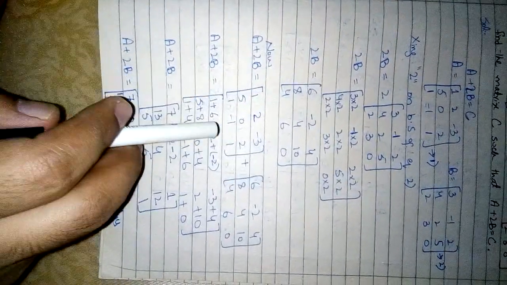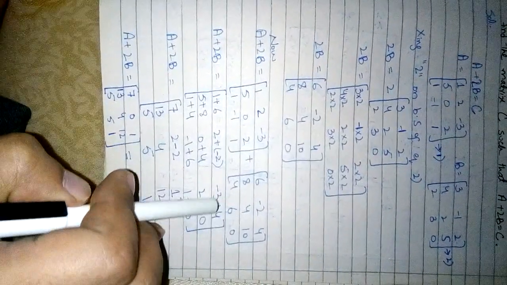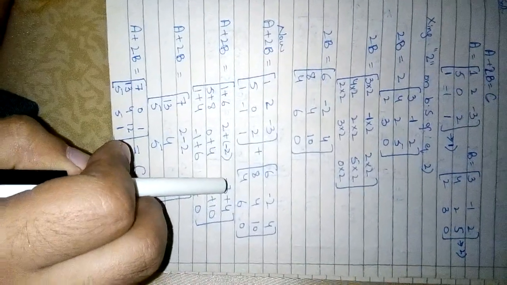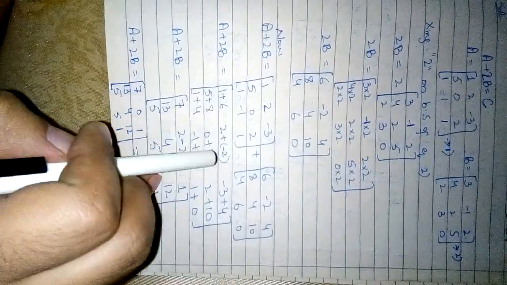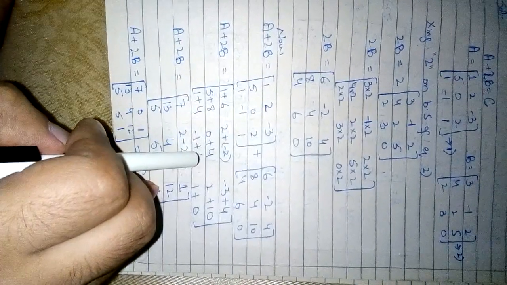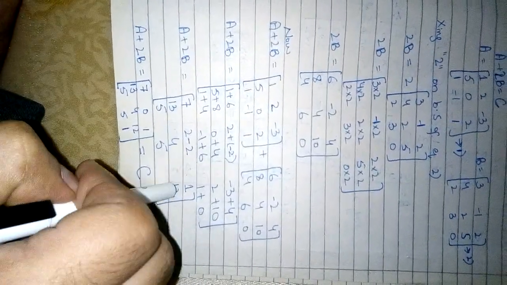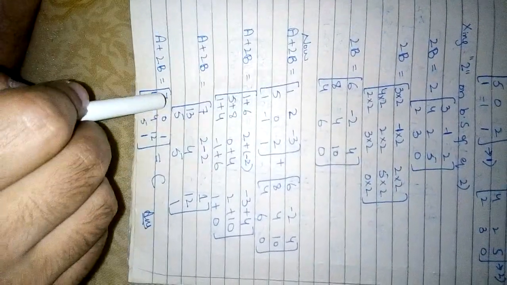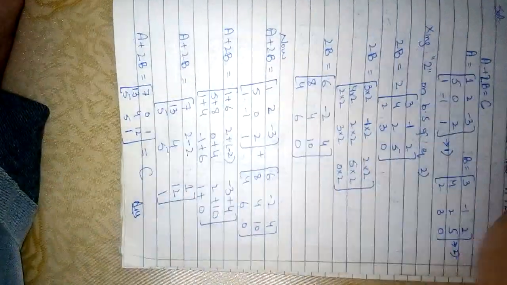So A plus 2B equals 6 plus 1 is 7, 2 plus minus 2 is 0, negative 3 plus 4. The signs are different, so we have to subtract these numbers. 4 minus 3 is 1, and the sign will be positive because the larger number is 4. 5 plus 8 is 13, 0 plus 4 is 4, 2 plus 10 is 12, 1 plus 4 is 5, negative 1 plus 6 is 5, 1 plus 0 is 1. So the value of C is the solution of A plus 2B, and the solution is 7, 0, 1, 13, 4, 12, 5, 5, 1. So this is the solution of matrix C.